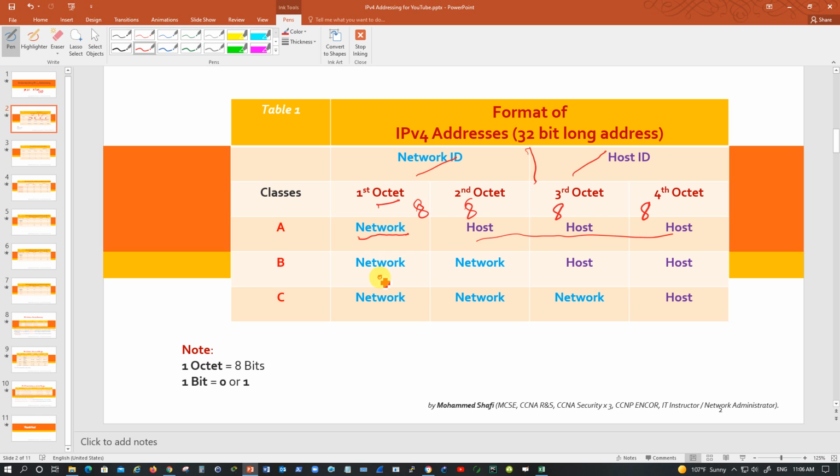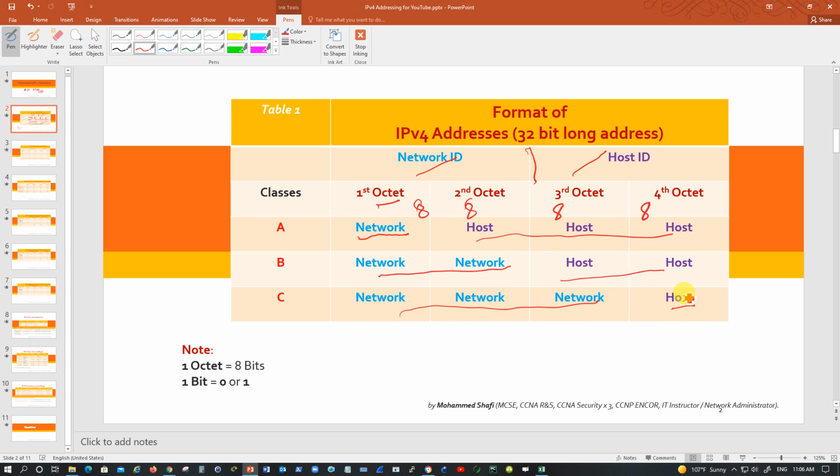Likewise, class B has 2 network portions and 2 host portions. Okay, out of this 32 bit or 4 sections, you have 2 divided for network representing the network ID, 2 for the host ID. Class C has 3 and just 1 as host.